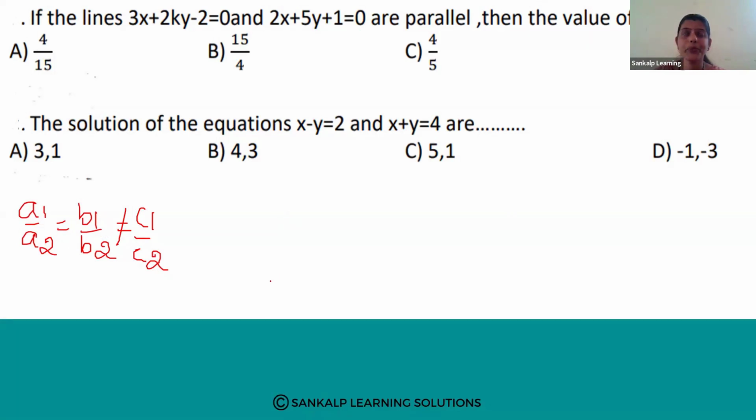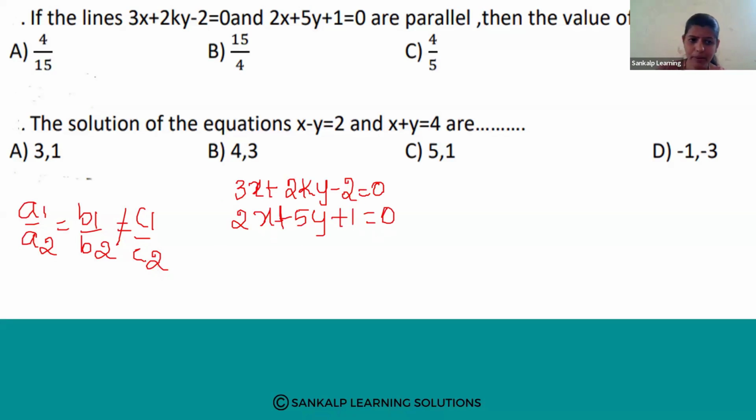How do we solve this? See, first write the equations. 3x plus 2ky minus 2 equal to 0. Another equation is 2x plus 5y plus 1 equal to 0. So, first compare the ratios. A1 divided by A2, what will you get? A1 value is 3 and A2 value is 2.